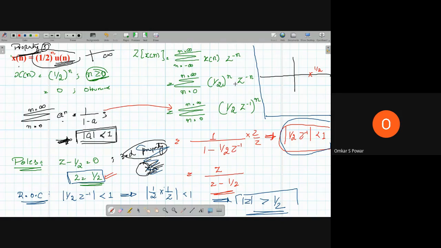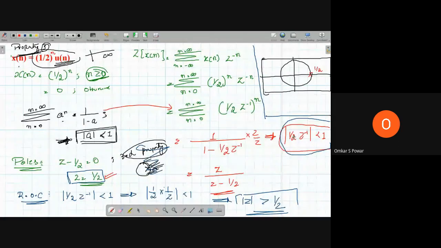According to your third property, when the time sequence is infinite, the ROC lies outside the outermost pole. So you have to draw a circle here at z is equal to half, and your ROC should be greater than half. See here, we have got our condition mod z is greater than half. So your ROC is this green region, whichever I am shading. So mod z is greater than half. This is your ROC. Make sure you understand the things here.